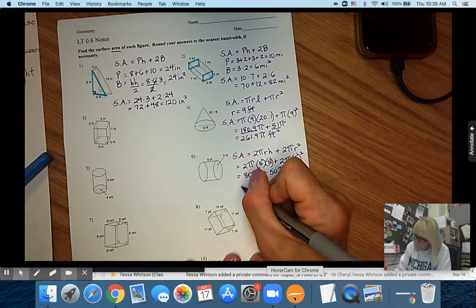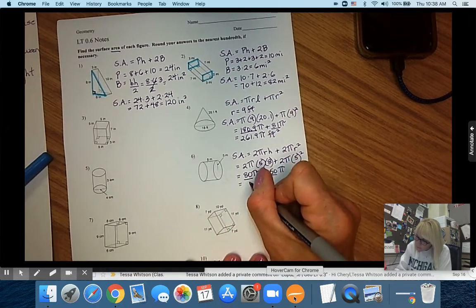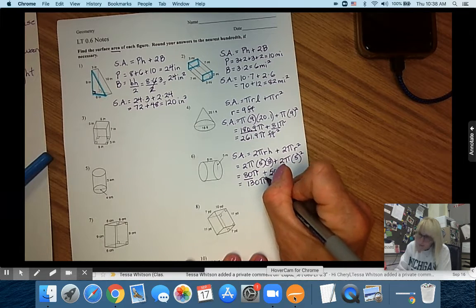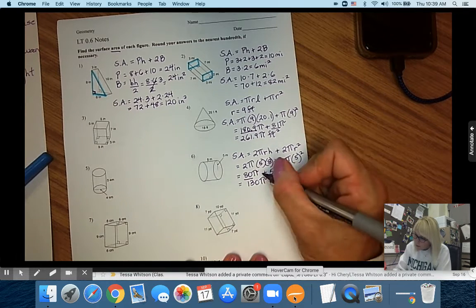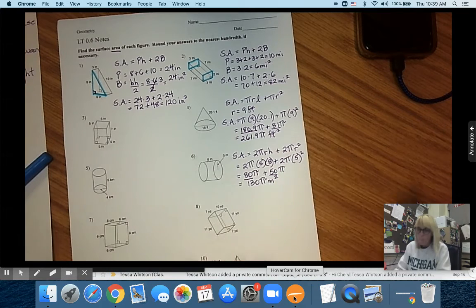Don't forget about your pi. And then you add the 80 and the 50 together to get 130 pi, not pi squared, square meters.